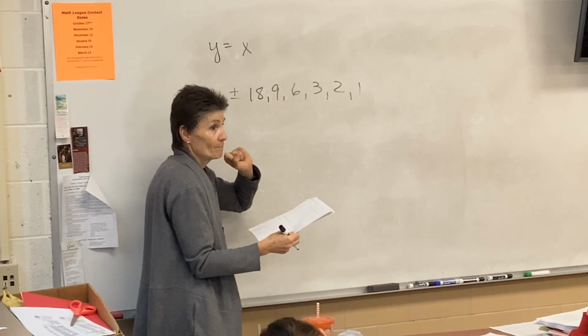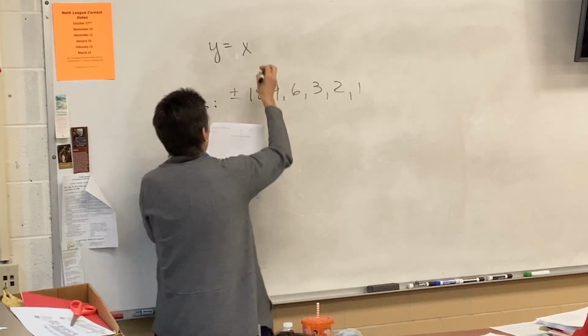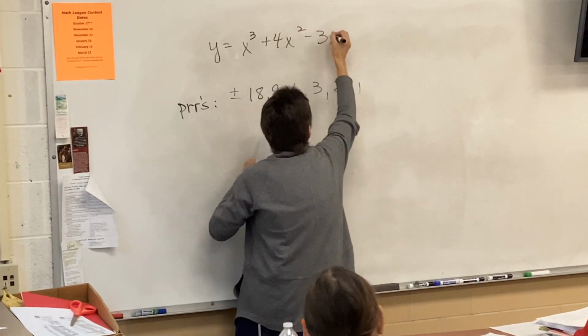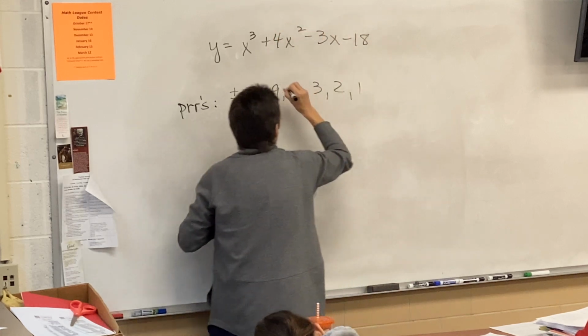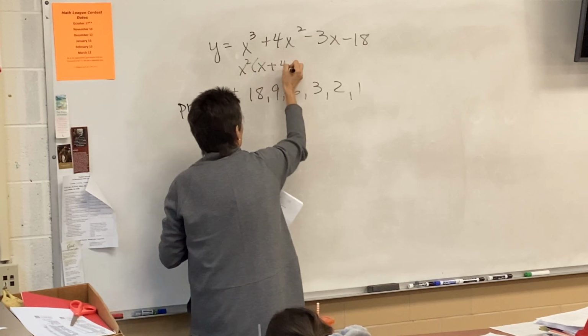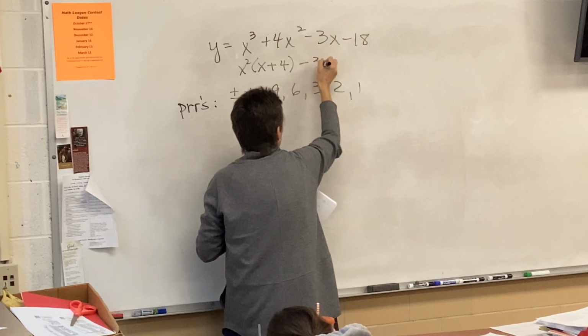Can we group this one? We can try it. We should always try. We should always think about grouping. So you wanna take out an x squared? And then you wanna take out a -3?